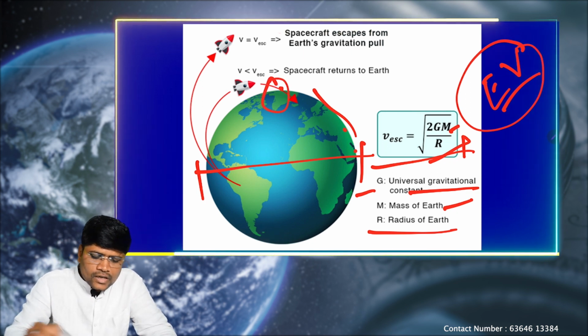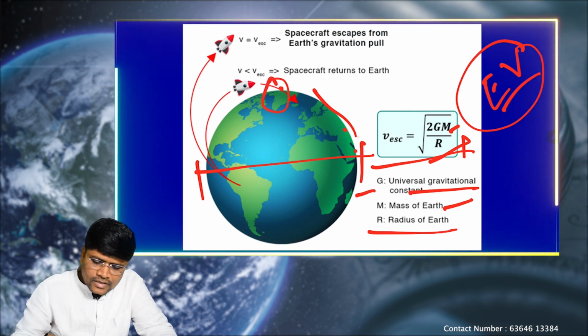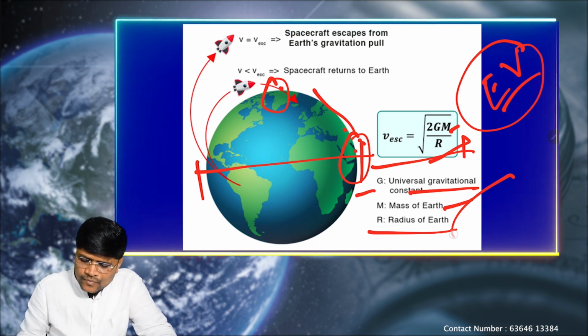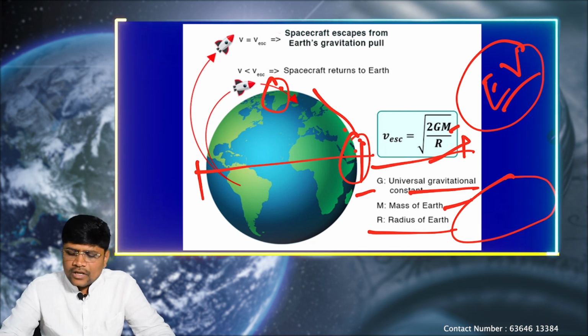We know that the Earth has more gravity in the polar areas compared to the equator. Why is it so? Because the Earth is in a geoid shape. What is the meaning of geoid shape?